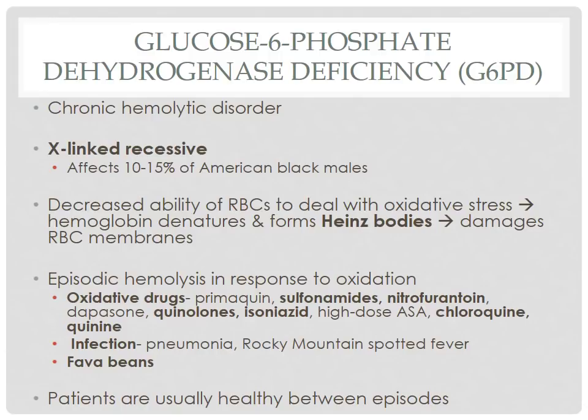Patients with G6PD deficiency will have episodic hemolysis, and these can be mostly due to oxidative drugs, the big ones being sulfonamides, nitrofurantoin, quinolones, isoniazid, chloroquine, and quinine. You can also see G6PD episodes with infections, and the one abnormal but commonly quoted on boards cause of G6PD episodes is fava beans. Between these episodes, these patients are very healthy.